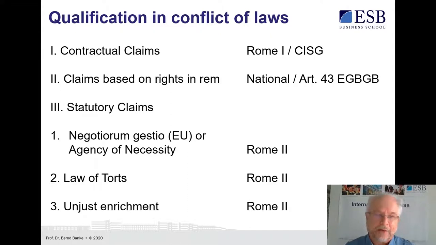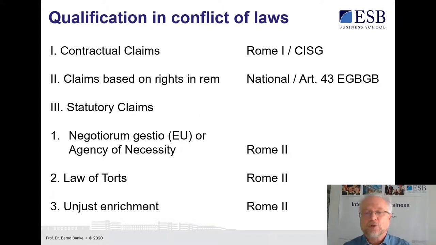So if you figure out, in my case, it's a contractual claim I'm talking about, a sales contract, a service contract, a rental contract, a leasing contract, a know-how contract, whatever, the answer to which laws are to be applied you'll find in Rome 1 or in some kind of an international convention. And for our purposes over here, we chose the CISG as a pretty good example, the Convention on International Sale of Goods for sales contracts, okay? For claims based on rights in rem, we still don't have an international or European regulation. So the German court would have to apply our own international private law system, the conflict of law system, which is situated in Article 43.